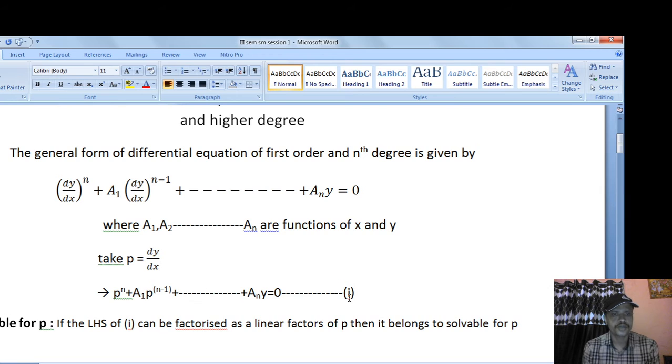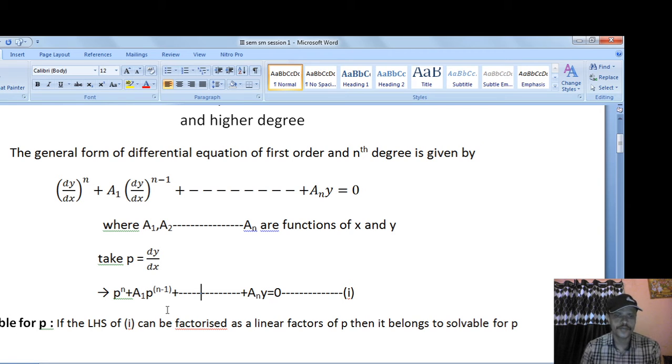It is important to reduce this type of equation to a simple form. For this, take p is equal to dy by dx. Then this equation reduces to like this. Definitely, this is the simplest form of this equation. Please remember, throughout this unit, differential equations of first order and higher degree, p is dy by dx. Please remember this representation. Here p is dy by dx.